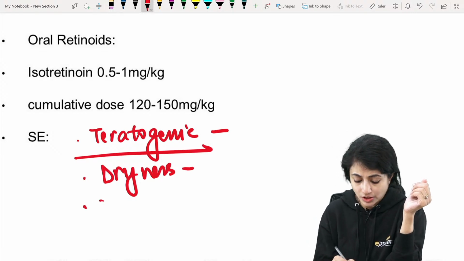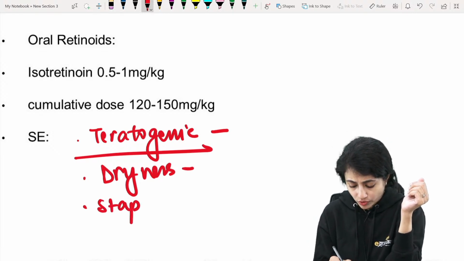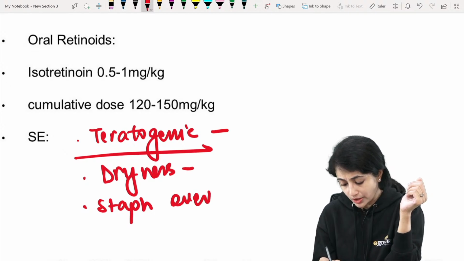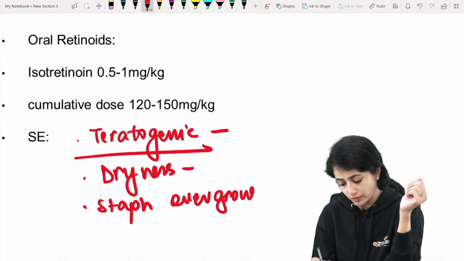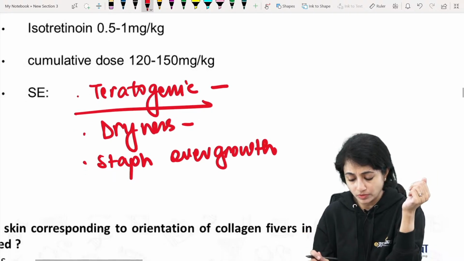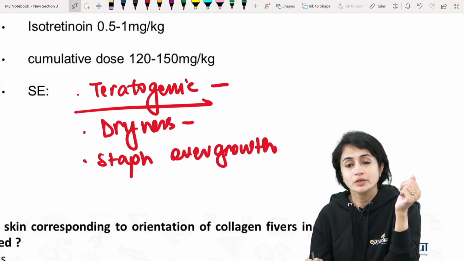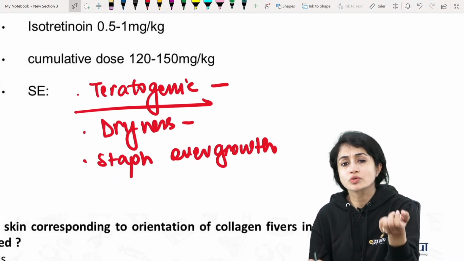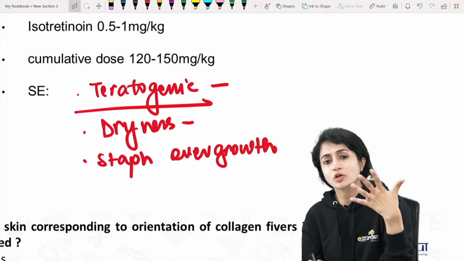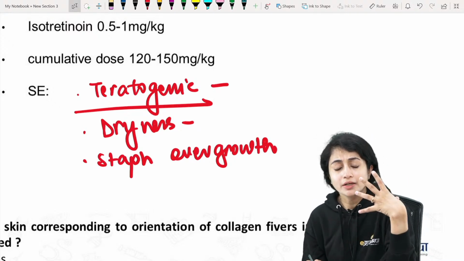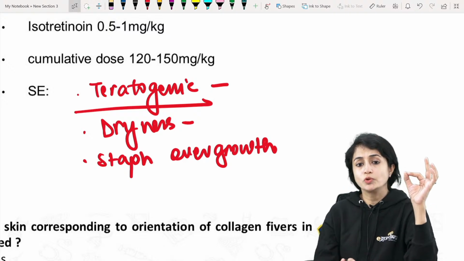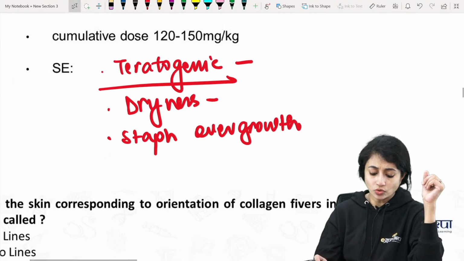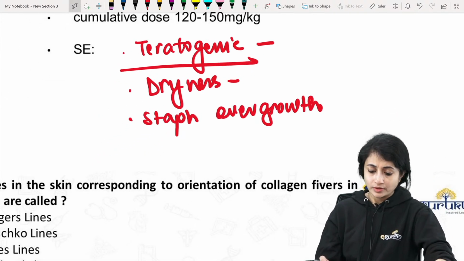Then it can lead to staph overgrowth. So sometimes you get bacterial overgrowth on your face or on other parts of the body. Then it can also lead to some kind of depression, headaches, a lot of side effects, myalgias that are there. But the most important that you should be knowing about is that it is teratogenic. Okay.